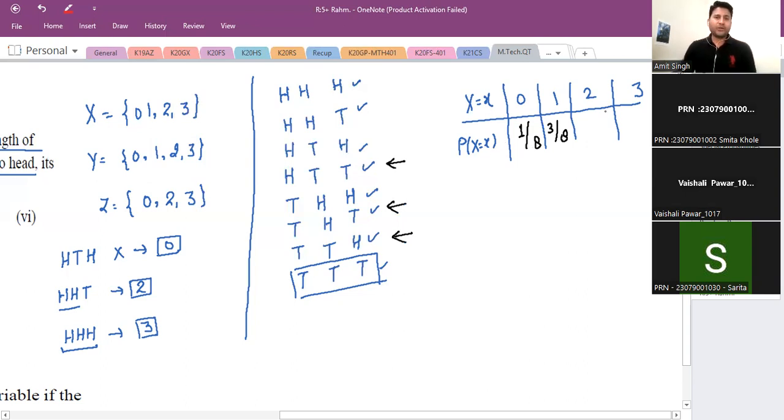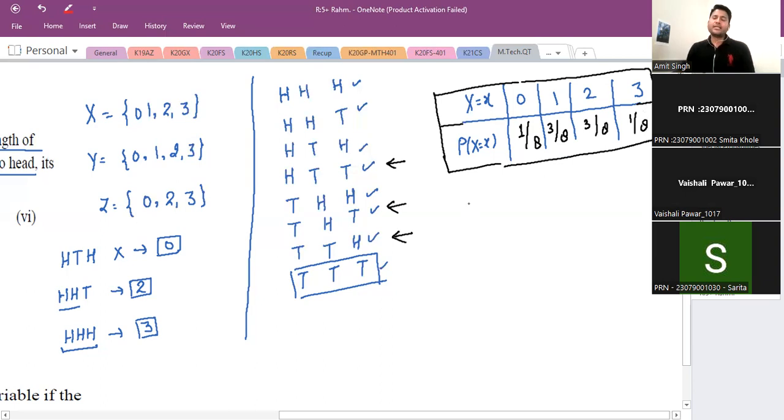In the same manner for 2, now we will count 2 heads. So 2 heads favorable is also 3. So 3 upon 8, and 3 heads is only one case, so 1 upon 8. This is the probability distribution table or probability table for this random experiment. Moreover, we will call this random variable a discrete random variable because it is taking discrete values.